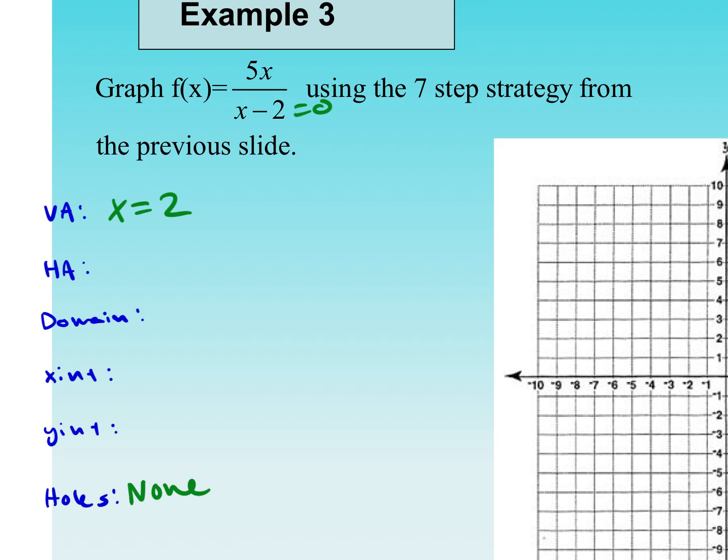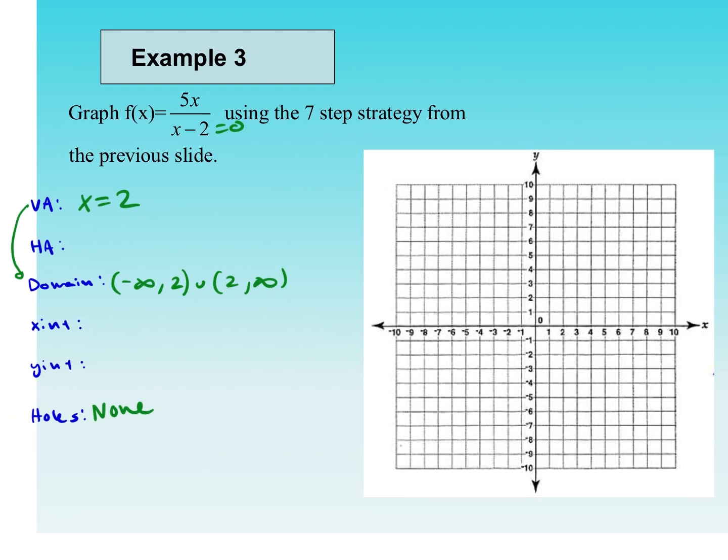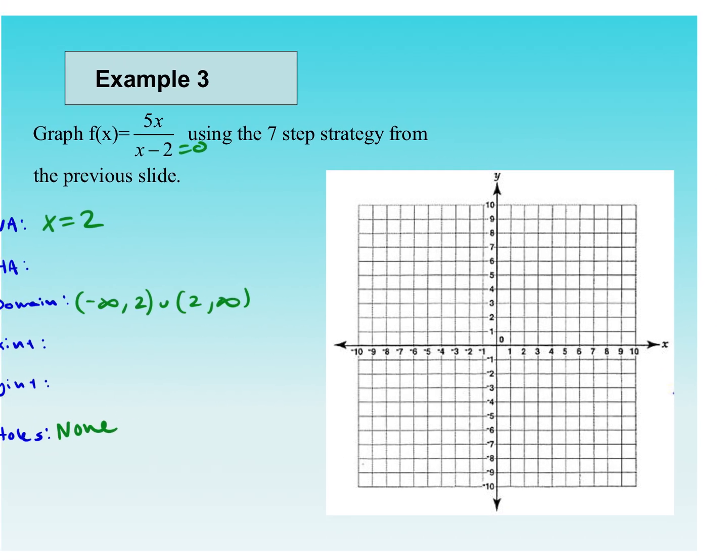Vertical asymptote goes hand in hand with domain, so let's find that one next. What would our domain be? Negative infinity to 2 and 2 to infinity. Perfect. And I'm going to go ahead and graph that too. I've got a vertical asymptote through 2. So I'm going to put a dotted line through 2.